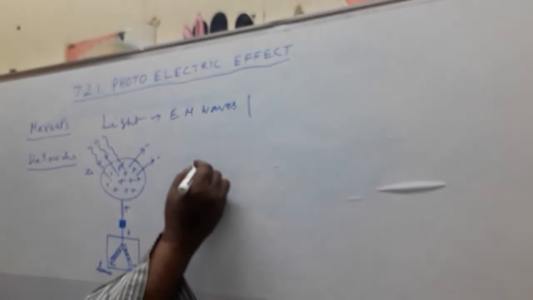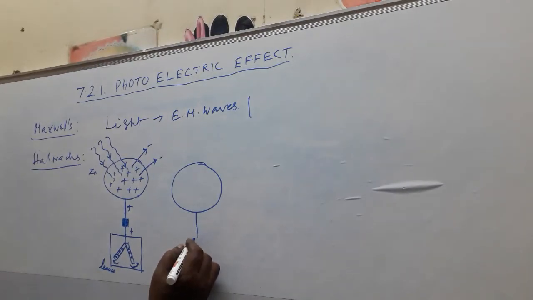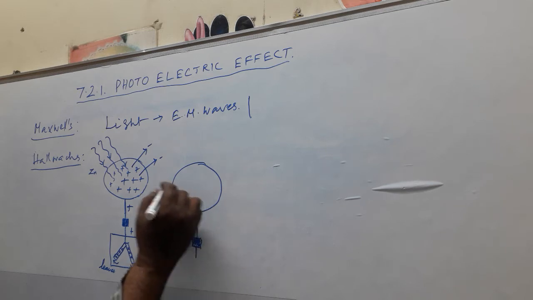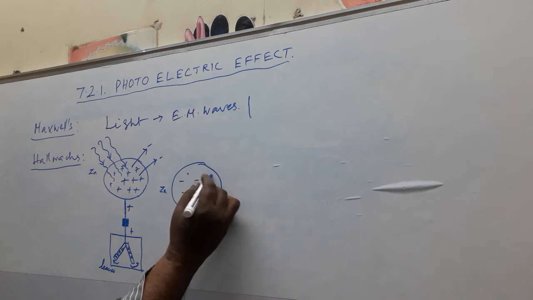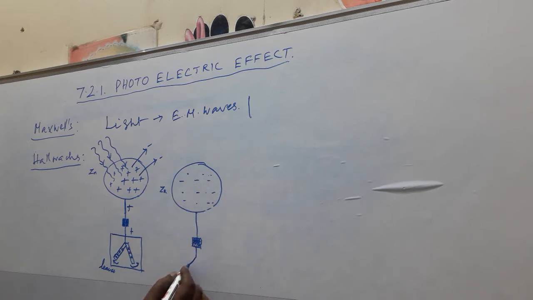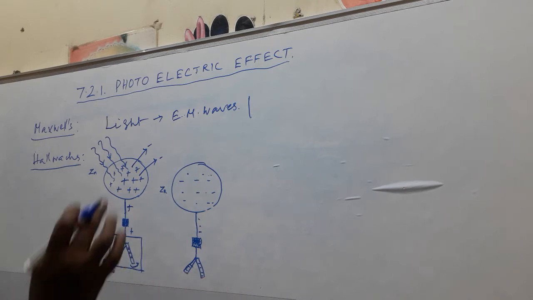In the second experiment, he conducted the same setup, but with one difference: the insulation means non-conducting substances, and the zinc metal was already negatively charged. So because of this conducting wire, the gold leaf electroscope possesses negative charge, and because of the negative charges, the leaves come closer to each other. That's what we are going to see now.